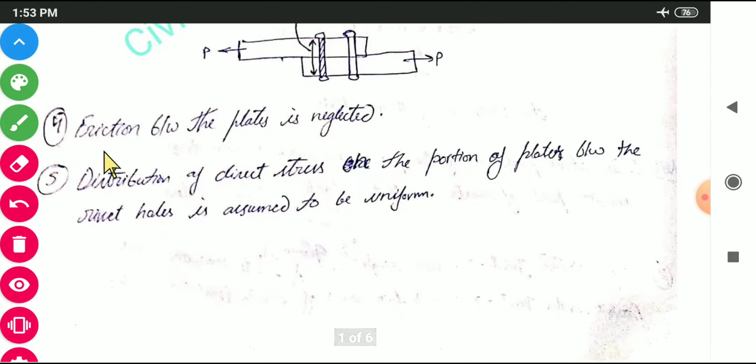Next assumption is that friction between the plates is neglected. Again, this assumption is taken. Actually, there is some friction developed, but it is neglected while designing. Next, the distribution of direct stresses on the portion of plates between the rivet holes is assumed to be uniform, which is also an assumption. So these were some of the assumptions for designing the joint.